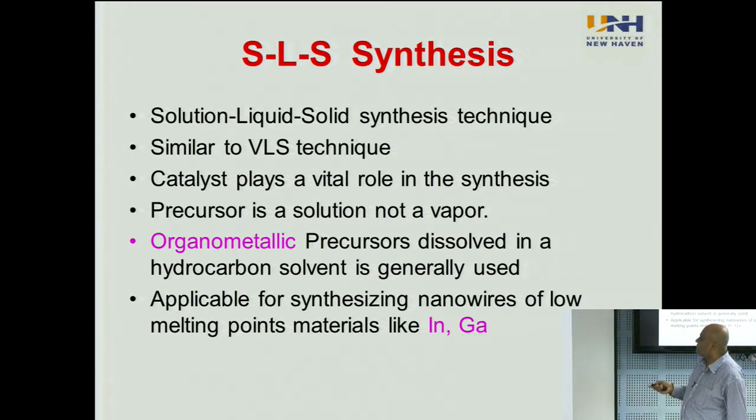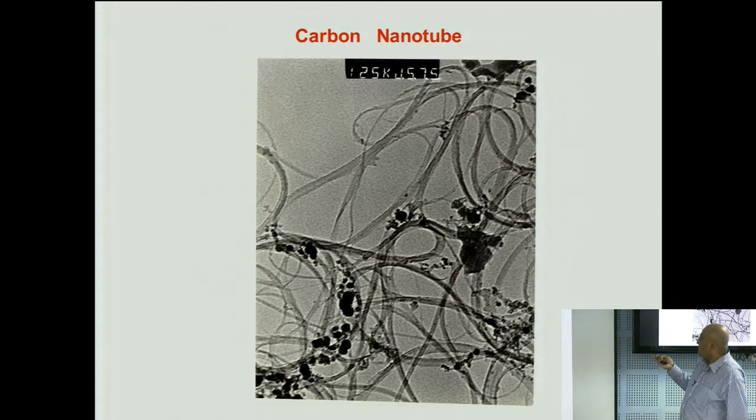We start in the solution and come to exactly the same result. How can you make metallic nanowires this way? By using organometallic compounds. Organometallic compounds are already in the liquid stage, so they have iron and other things, and you could use them to make the nanowires. This is just a diagram showing the carbon nanotubes.